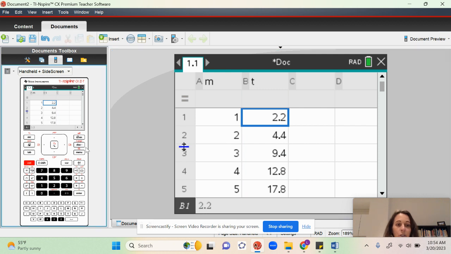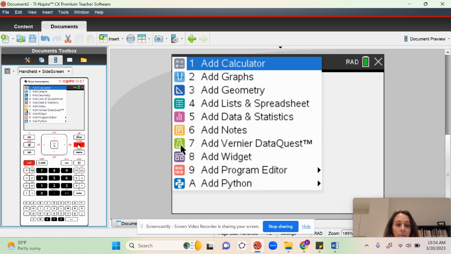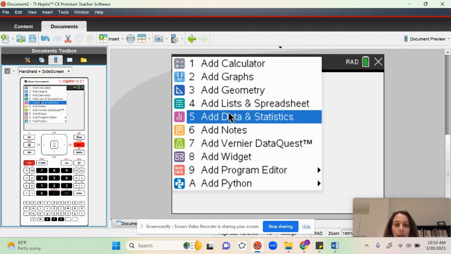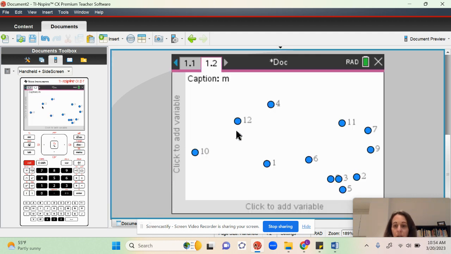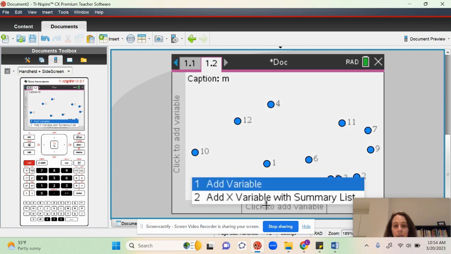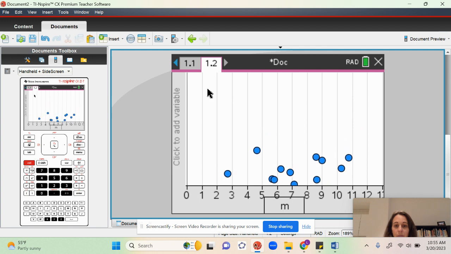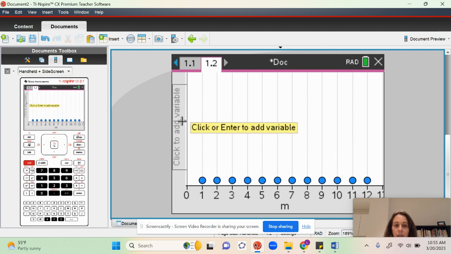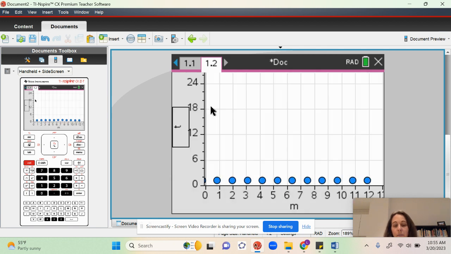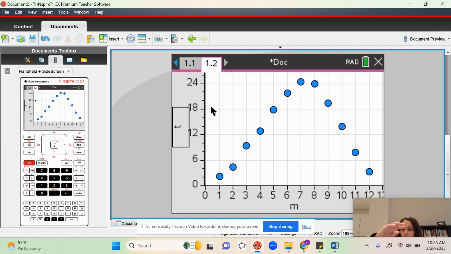Now I'm going to add a page, so you're going to press control and add page. What I'm pressing is on the left side in red, and you'll add a data and statistics page. We want to see month, so add variable on the bottom. I'm going to add month, those are the 12 months, and then on the left side, I'll add the temperature. That looks pretty sinusoidal. You could imagine this pattern would continue.